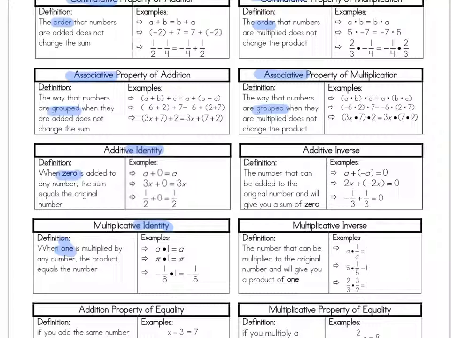On the flip side, we have the inverse. And a lot of times people like to remember inverse as the opposite. So let's write that out.